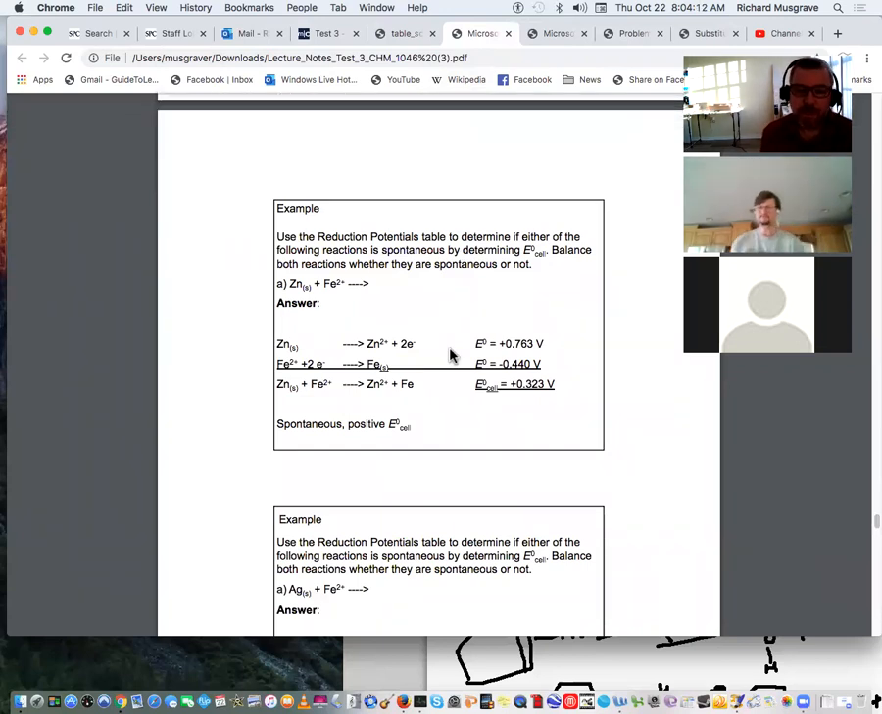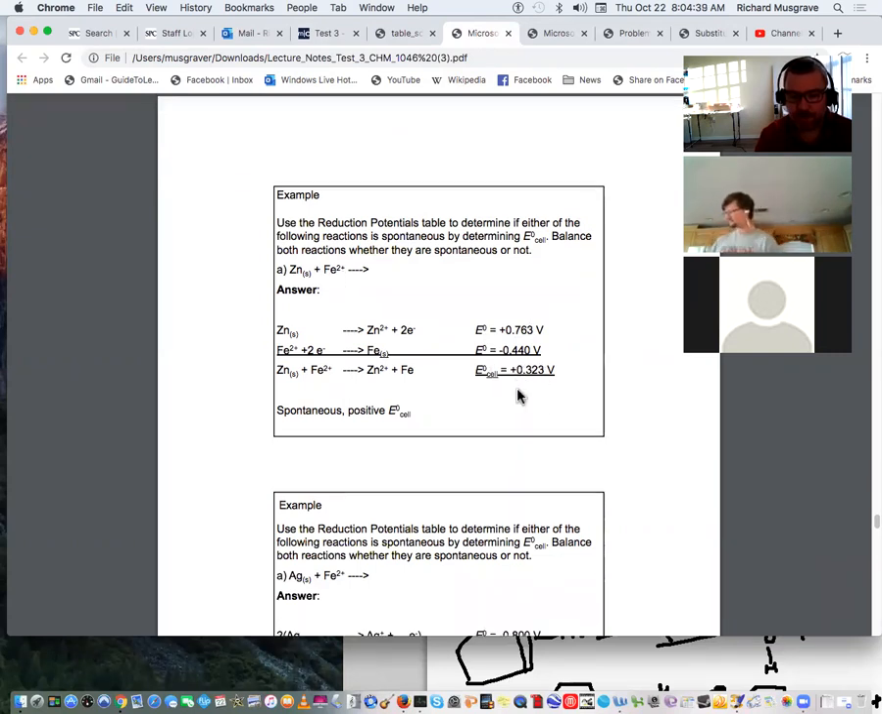So what happens here is that we've got our E naught values, because I had to flip the zinc one. So the zinc solid was on the reactant side, and that gave me positive 0.763 volts. And then I have minus 0.440 volts for the iron. And then when I add these together, I get a positive value. So what that would tell me is that if I put zinc solid in an Fe2+ solution, I should get a reaction because the E naught cell is a positive value.